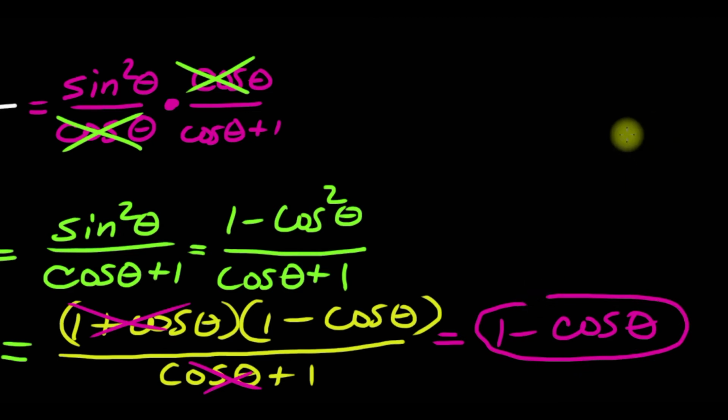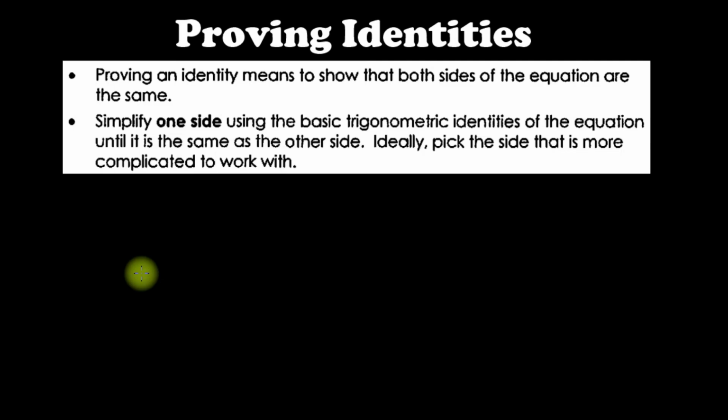Okay, so what we did is we used the trig identities to simplify. Now we're going to get into proving identities. Proving an identity means to show that both sides of the equation are the same. Simplify one side using the basic trig identities until it is the same as the other side. Ideally, pick the side that is more complicated to work with.